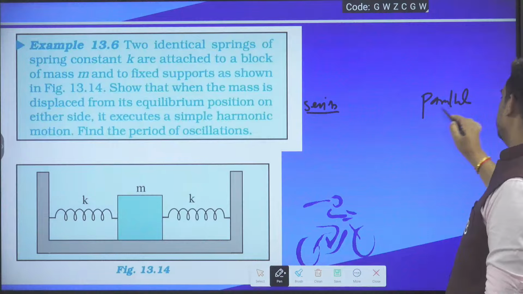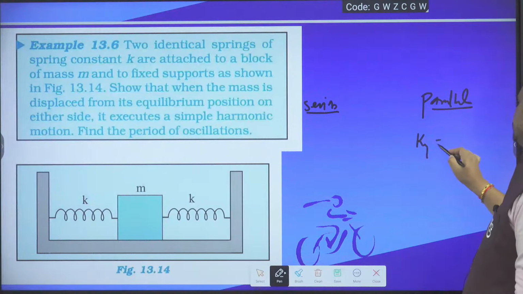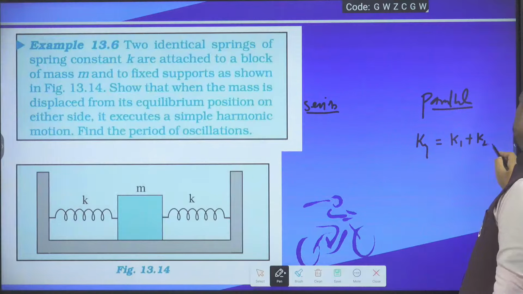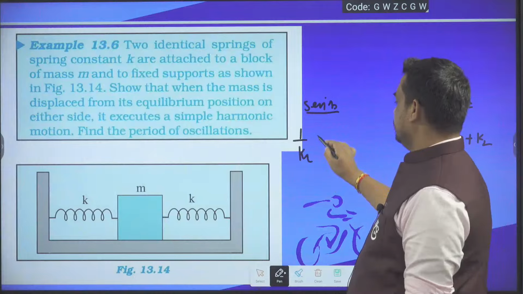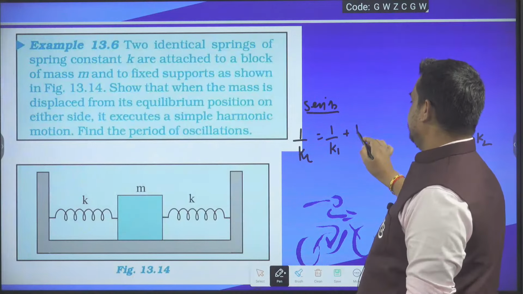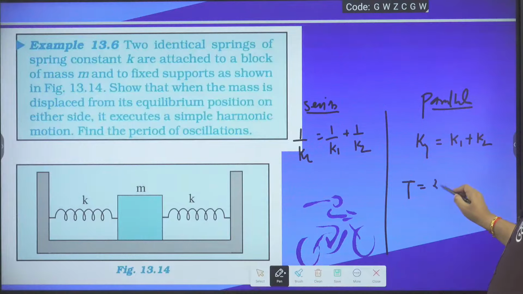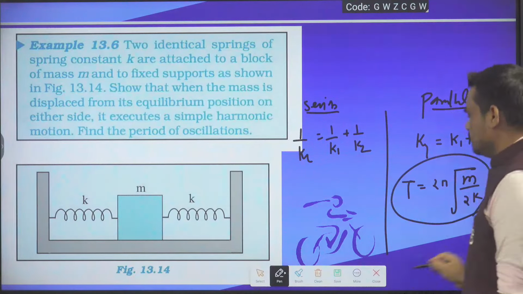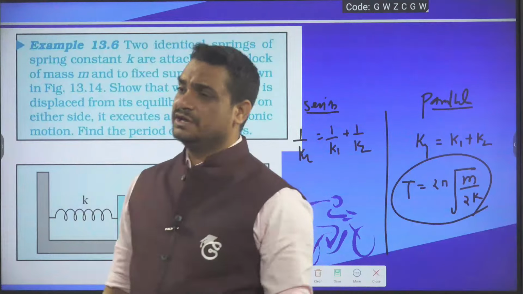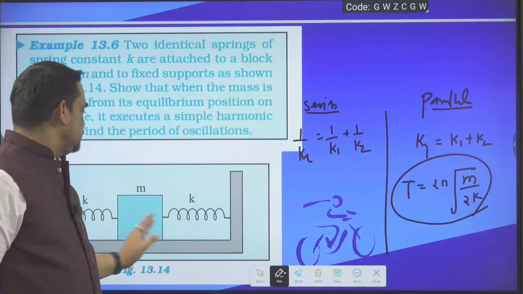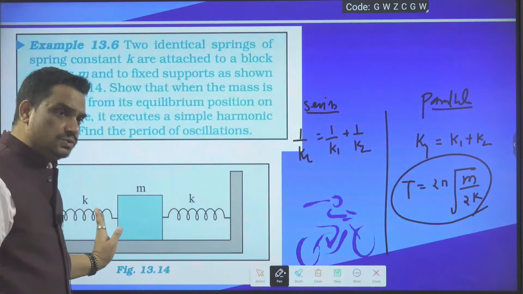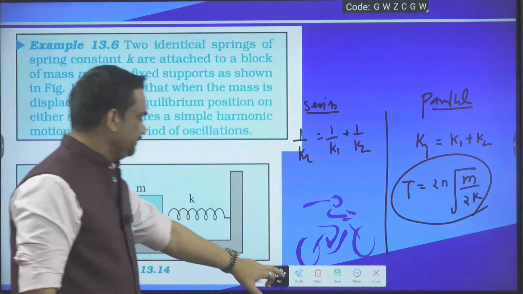So you know in the parallel, K equivalent is simply given by K1 plus K2, and here we can say 1 by K equivalent will be 1 by K1 plus 1 by K2. So for the parallel, K becomes 2K. So T equal to 2 pi root of M by 2K. Very basic question and very important also. Why basic? Because this is the parallel, K becomes 2K and we can take it directly.